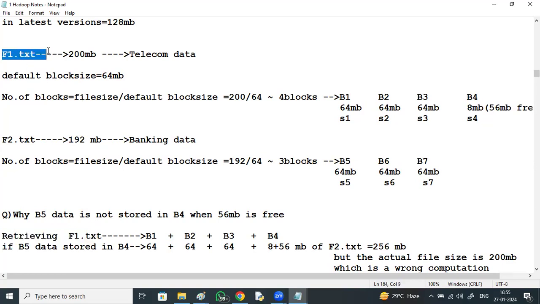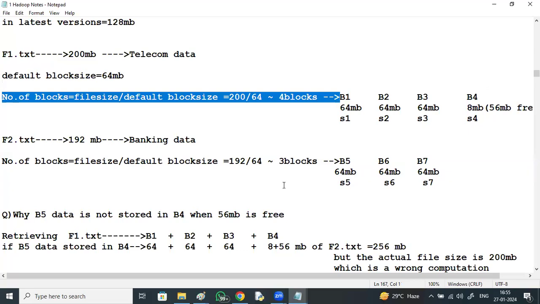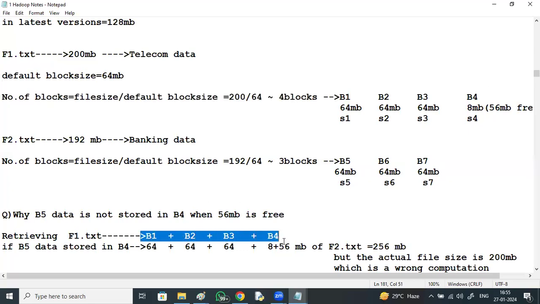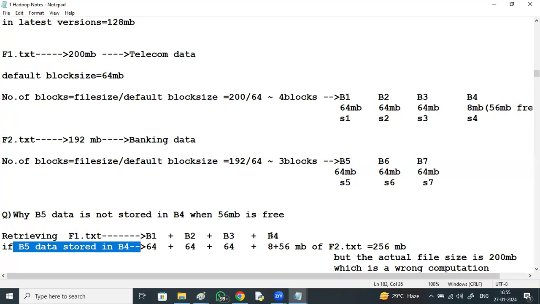If you want to retrieve the f1.txt file, you read b1 plus b2 plus b3 plus b4. If b5 data is stored in b4, you get b4's 8 MB plus 56 MB extra, which is f2.txt. The actual file size was 200 MB, but you got 256 MB: 56 MB of extra banking data.